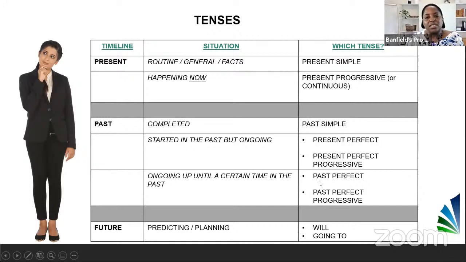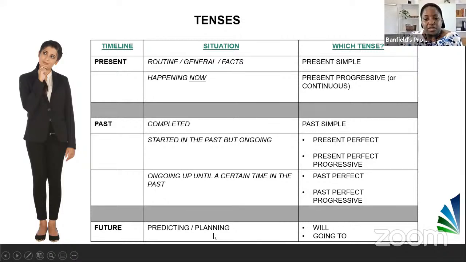And in this case, we say he had taken his medication regularly up until last month. So the stopping point in the past was last month, okay? So we say he had taken his medication regularly up until last month. Or we can use the progressive form, he had been taking his medication up until last month.